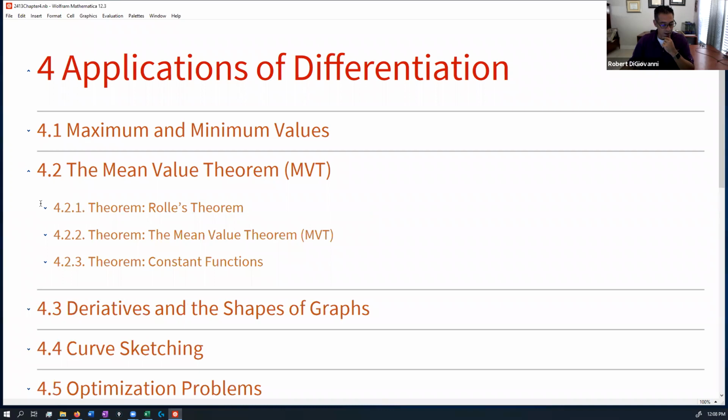So let's talk about the mean value theorem. Before we get to the mean value theorem, we have to talk about another theorem called Rolle's theorem. And the good thing about Rolle's theorem is it's very visual. I think it's easy to understand.